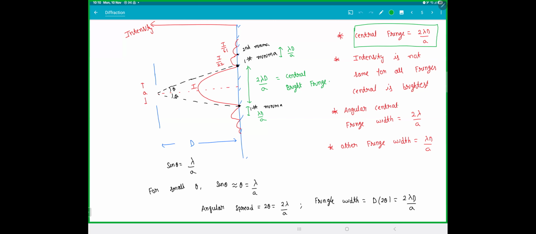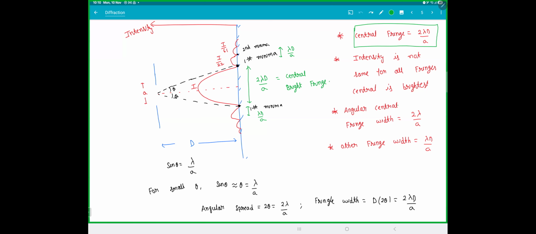Intensity is proportional to the area of the slit. So here what happens, I'll tell you. If you make this double, 2a, what happens to the fringe width? It becomes half, right? And if you make the area double, then what happens to the power? Double. Now think about this.